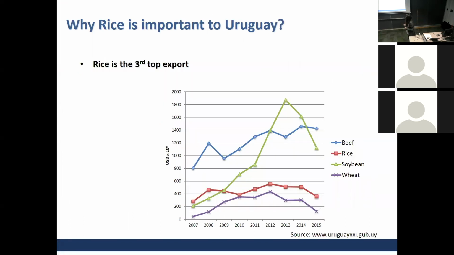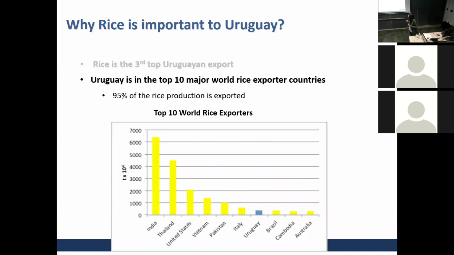So we usually don't tend to associate Uruguay and rice, and Uruguayans don't either. But rice is the 3rd top export for Uruguay. Uruguay is mainly an agricultural country, so rice comes right after beef and soybean. Also, Uruguay is among the top 10 major rice exporters in the world, and it's actually in 1st place in Latin America. And 95% of the rice production is exported, so we're not a rice consuming country. For this reason, we have to meet very high standards for grain quality to be able to export our product in the international market.